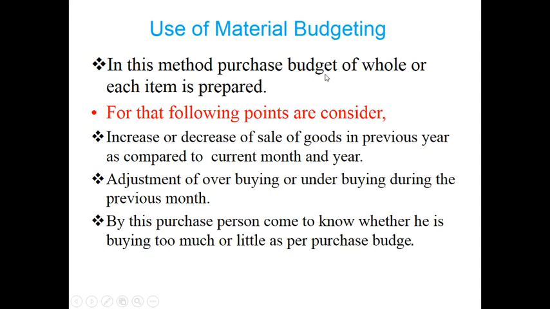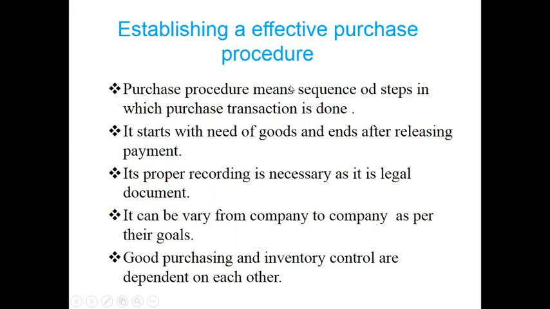In this method purchase budget of whole or each item is prepared. For that following points are considered. First one, increase or decrease in the sale of goods in the previous year as compared to the current month or year. Here sale of goods is calculated in the current month and current year, and can be compared with the previous year and previous month, and by that comparison we can increase or decrease the purchasing of that particular product.